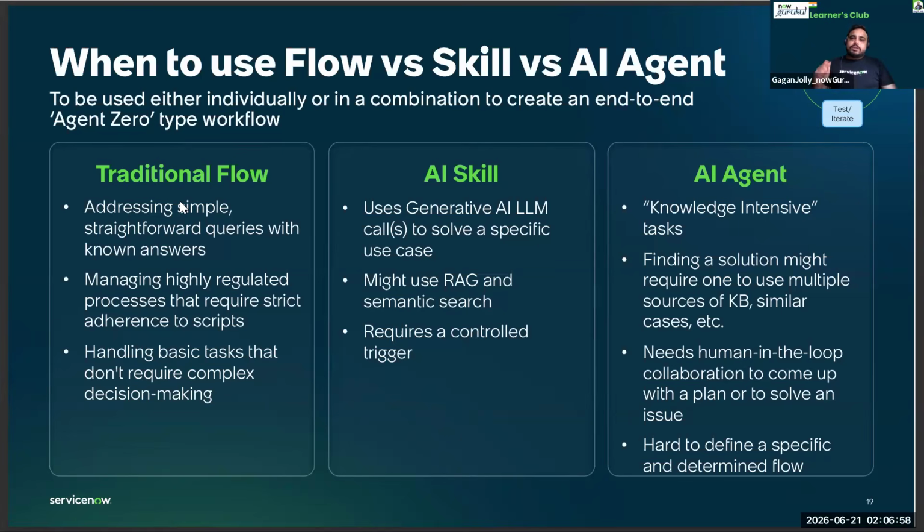The AI agent, this is where the entire game begins. It is mostly used for knowledge-intensive tasks. You find a solution which might use multiple sources of knowledge bases, your past ticket history, and it might need a human in the loop in collaboration to plan or solve the issue. Sometimes it can be autonomous, where you don't need a human touch and your agents can go ahead and perform the task. In this, it is hard to define a specific and deterministic flow. So this is a generic definition, and it will change from use case to use case. You might need to combine AI skill and AI agent, or traditional flow and AI skill, or a combination of three to develop and deliver a use case.